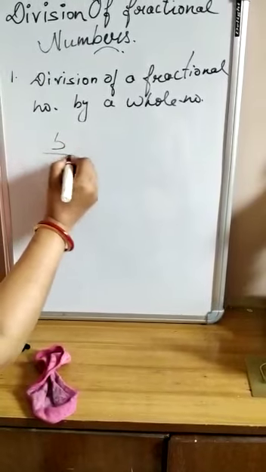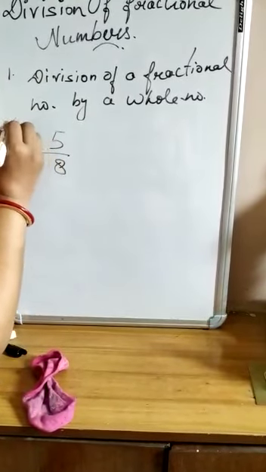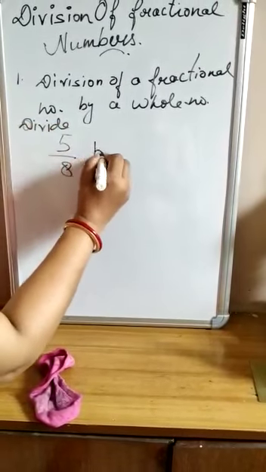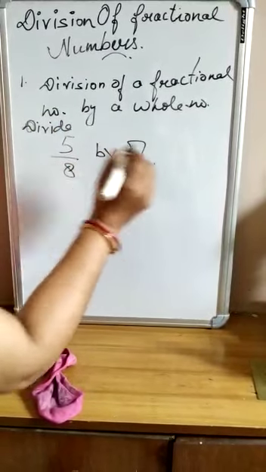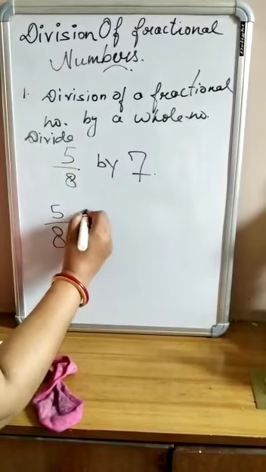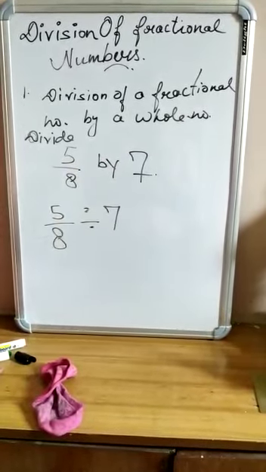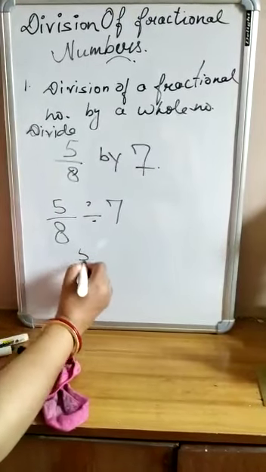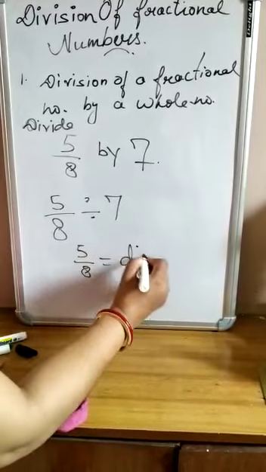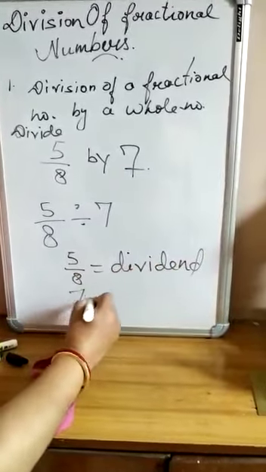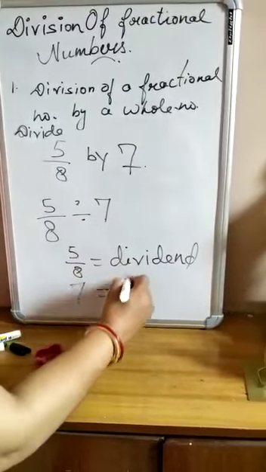Divide 5 by 8 by 7. So what is the operation? The mathematical operation is given by the division sign. Now here, 5 by 8 is the dividend, children. And what is the divisor? 5 by 8 is the dividend and 7 is the divisor.